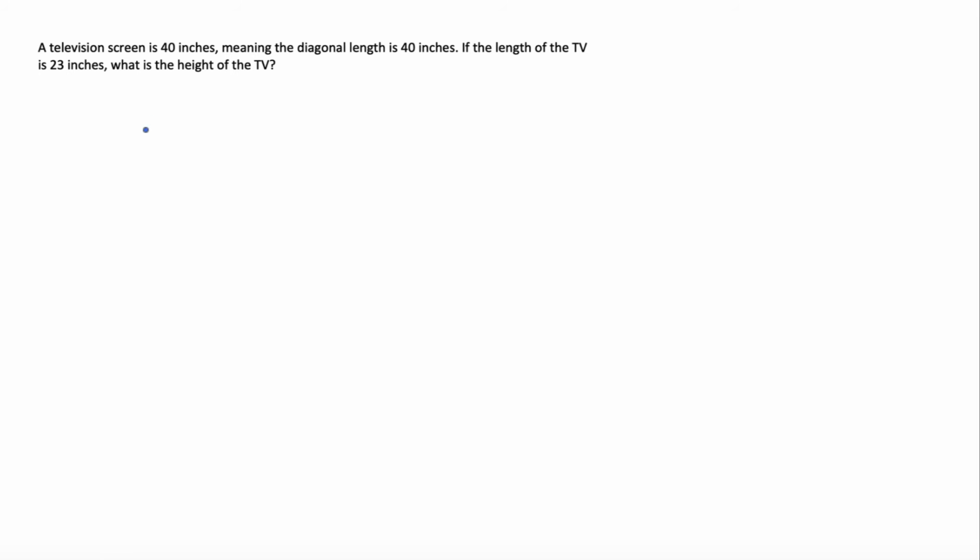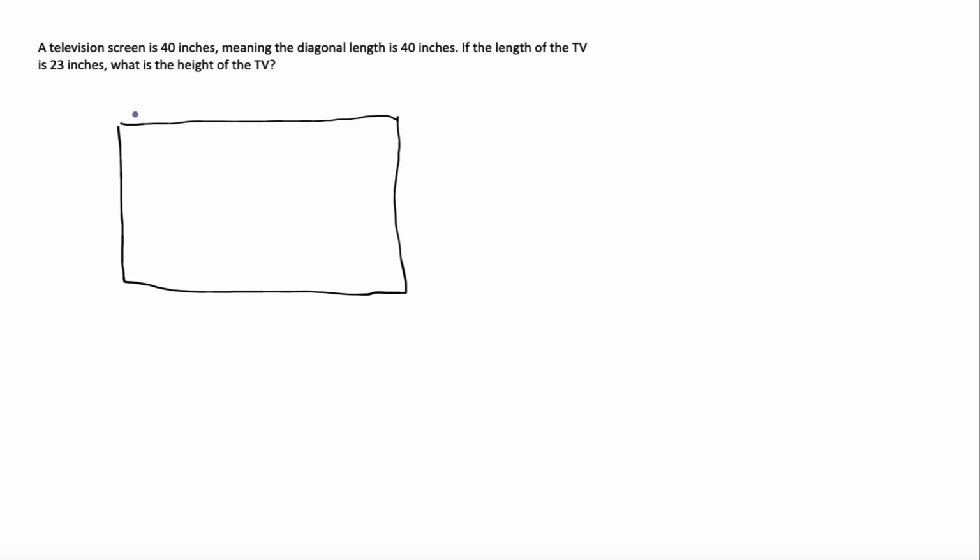Okay, so let's try to make a little diagram here. We've got our TV, which looks a little something like this, just a basic rectangle, I guess. Now remember, if it says the TV is 40 inches, that's this diagonal here.